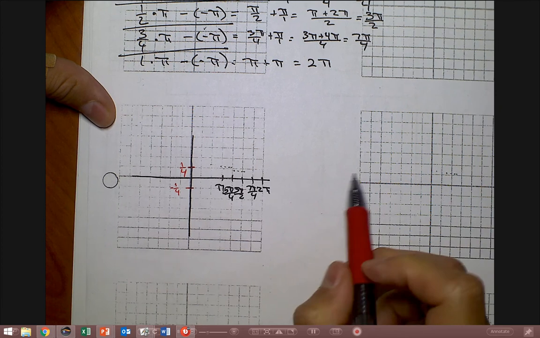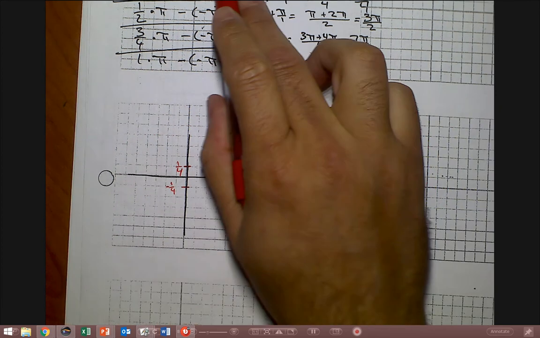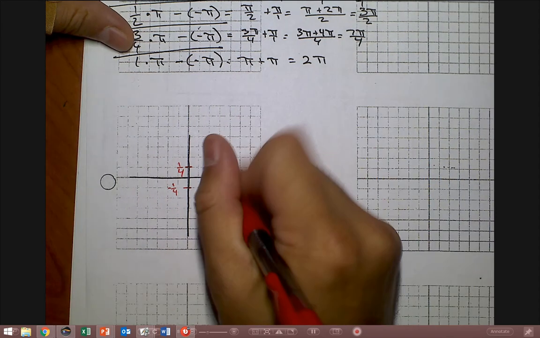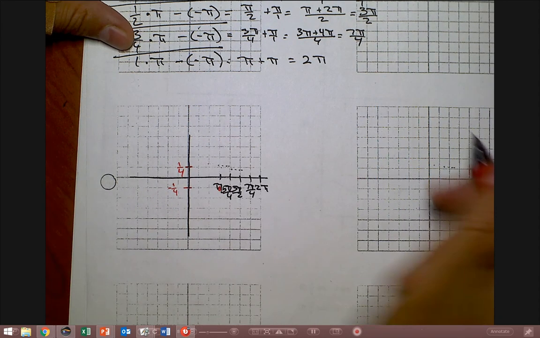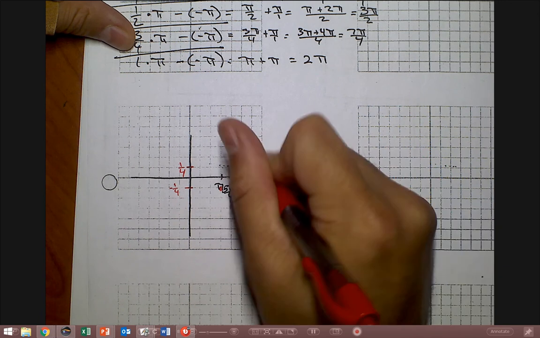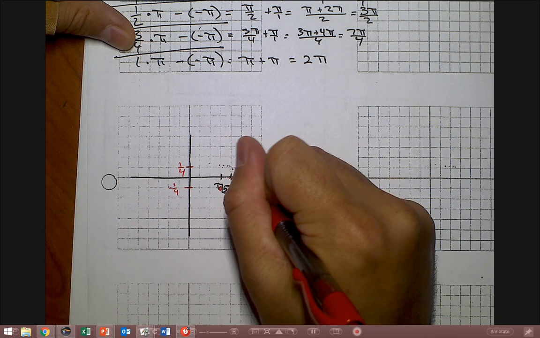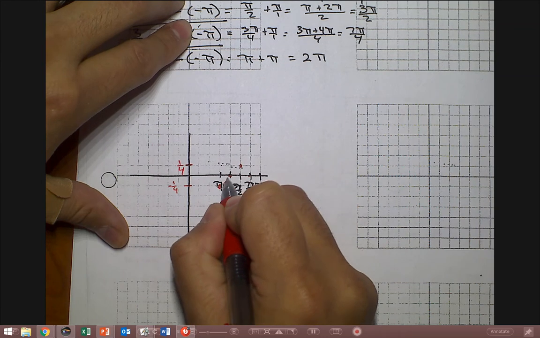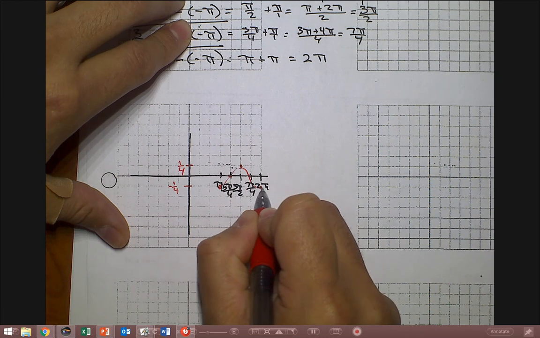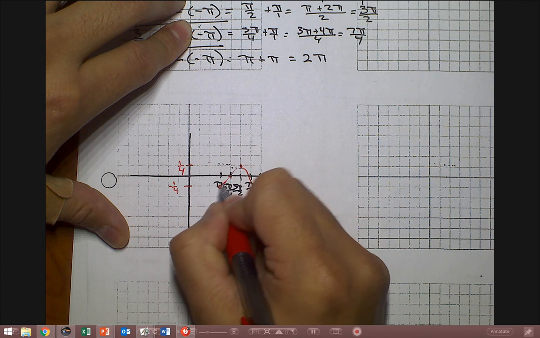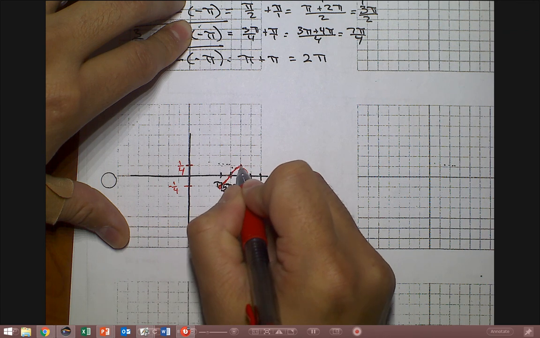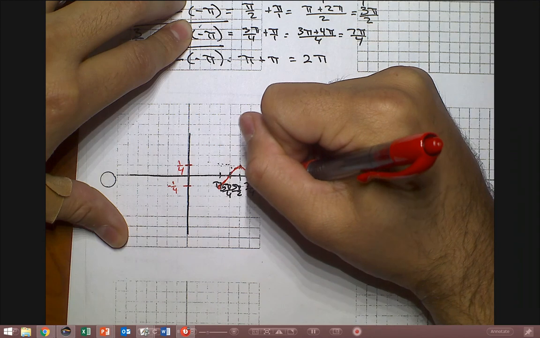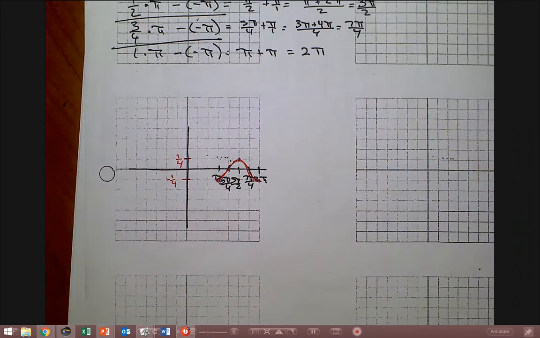So I should go down that far. So let's see, this is a cosine. Cosine starts at my amplitude, so it'd be at pi down here. Next one goes up. Keep going up, down, and in there. So there's the graph over one period.